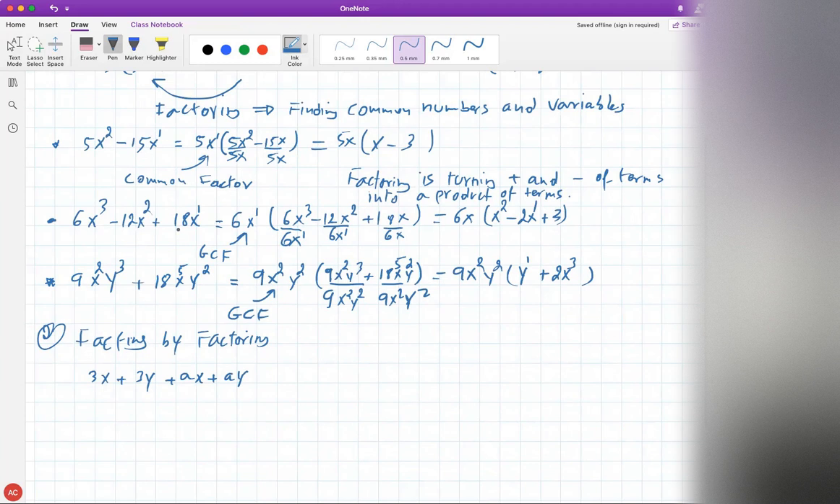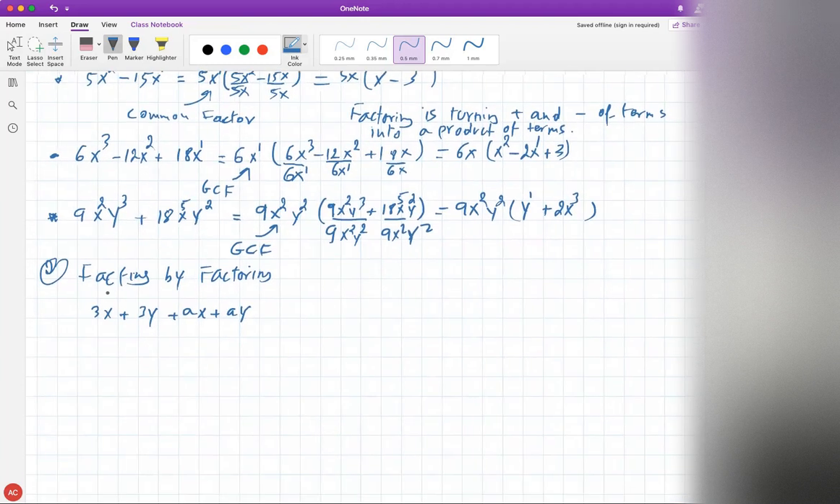3, x and y. Is there a number or a letter that's common in all of them? Only 1 is common, right? Only the invisible one. But that doesn't help. So we have 1 here and here and here. Other than that, there is no common factor. It has to be in all of them for something to be a common factor. So there is no common factor here. So that's what we need to factor by grouping.